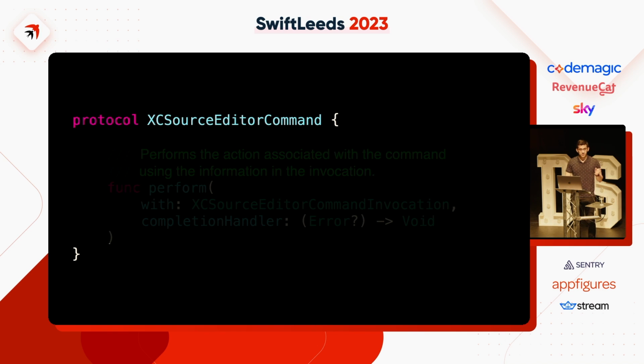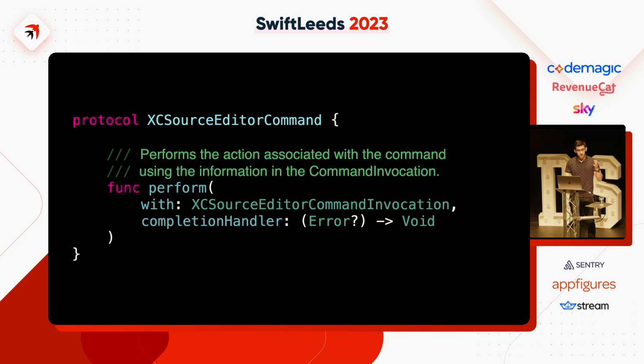To do this, it's actually really simple. We just have to implement this protocol, and it just has one function. Whenever the user selects one of our commands, we'll get the command invocation object, courtesy of Xcode, and a completion handler. As we've discussed, command invocation just contains the text buffer and the metadata about the current source file, and the completion handler is how we tell Xcode that our extension is done. We'll use it in case there's an error, and also when we finish execution normally. Fortunately, Xcode provides this implementation for us in the starter code as well.